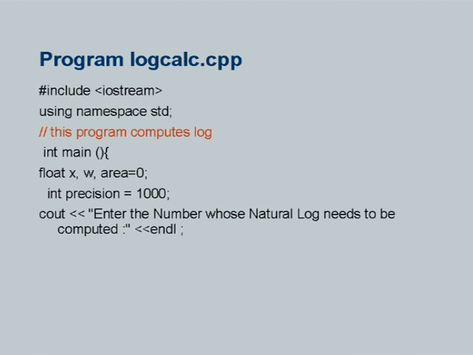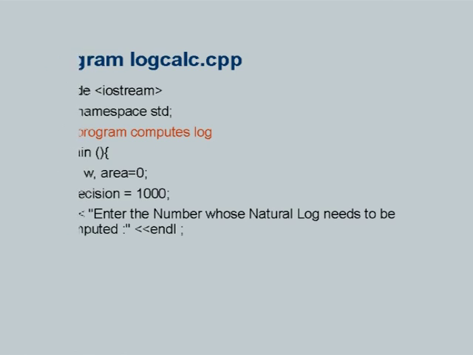Then I'm giving an output instruction to Mr. Dumbo, which will show out this string: Enter the number whose natural log needs to be computed. Notice at the end I have written endl. Last time we had a funny string called backslash n. Endl also means the same thing, end of line. That's the symbol which Dumbo understands and takes the cursor to the next line on your screen.